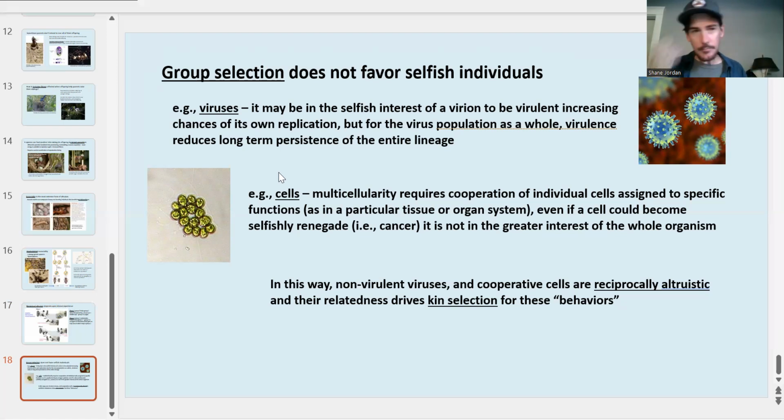And so in this way, non-virulent viruses and cooperative cells are reciprocally altruistic. And their relatedness is really driving kin selection for this kind of bizarre behavior. It's tough to recognize this as behavior, but it is behavior nonetheless. And it's behavior that represents cooperation that is being favored by natural selection for the very simple reason of increasing the chances that individuals are going to have genes passed on, so that viruses will have genes passed on, so that cells will have genes passed on, populations will have genes passed on. Passing on genes is the name of the game.